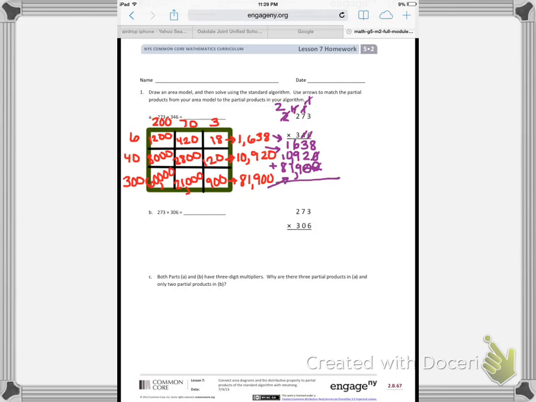So if we go ahead and add it all up, I apologize, you get a 4, a 5, a 4, and then a 9. So the final answer will be 94,458.